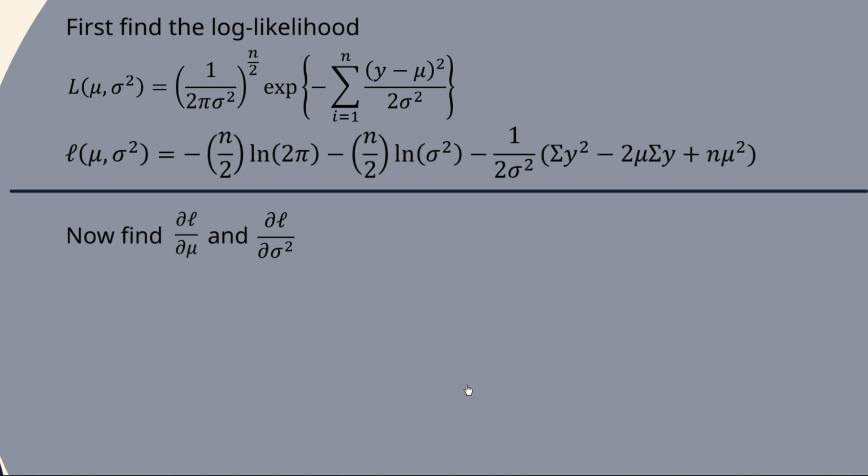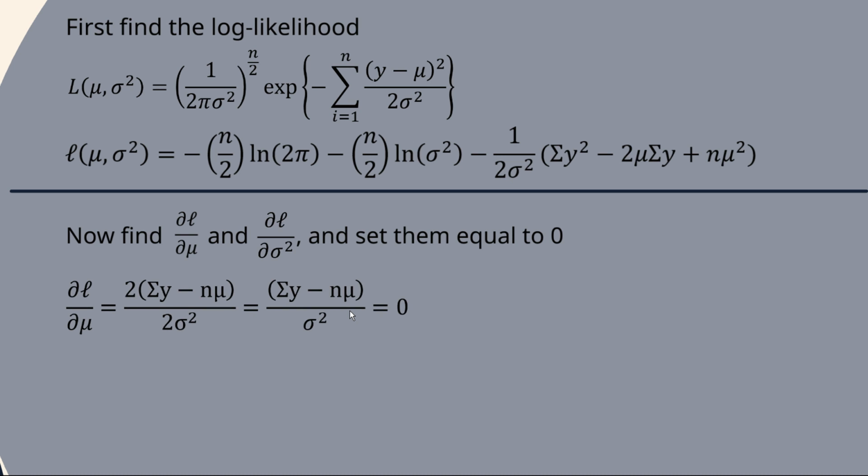All right, now we need to find the differential of this log likelihood with respect to mu. And we also need to find the differential of that log likelihood with respect to sigma squared and set them equal to 0. So here we go.